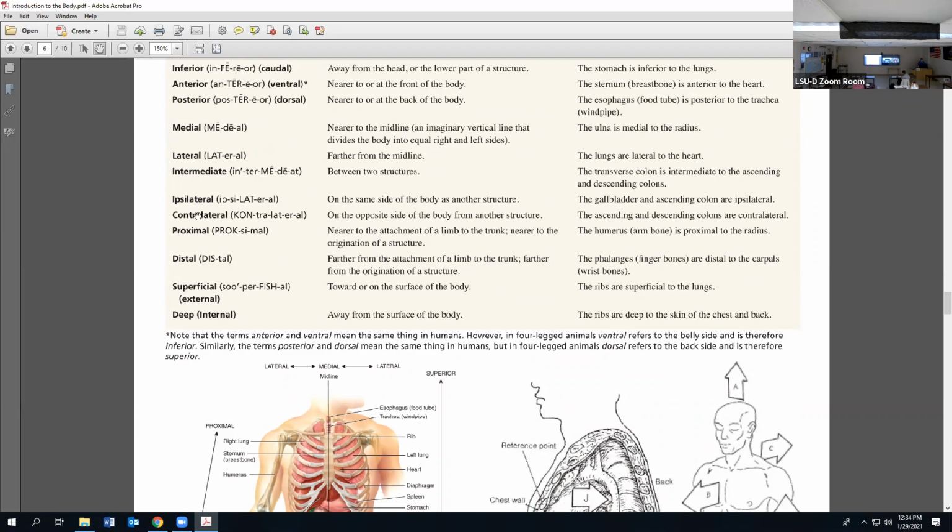Same thing, we don't use ipsilateral or contralateral very often, and there's not an arrow for those. Ipsilateral means on the same side of the body as another structure, so you can say like your right shoulder and your right ankle are ipsilateral. And then you can say your right shoulder and your left ankle are contralateral, opposite sides. Like I said, we really don't use those very often in this class.